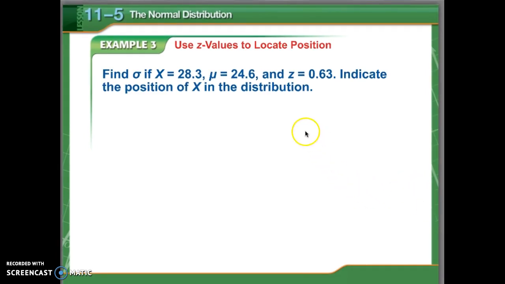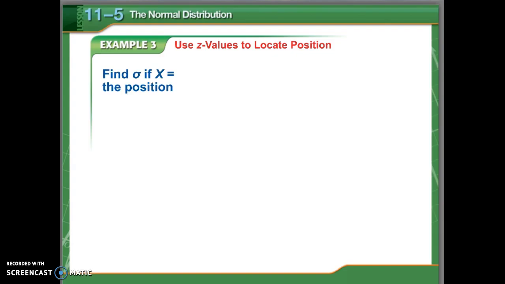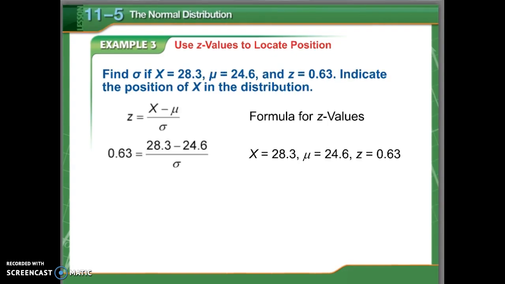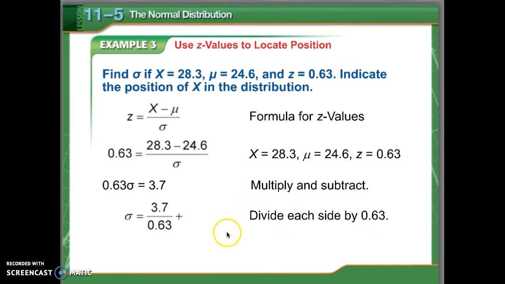So example 3 says that we need to find the standard deviation sigma if x is 28.3, mu is 24.6, and z is 0.63. Indicate the position of x in the distribution, meaning graph a normal curve and show where x would be. So we're going to apply the z formula, plug our numbers in, solve for sigma, and we get that sigma is about 5.87. The standard deviation is about 5.87.